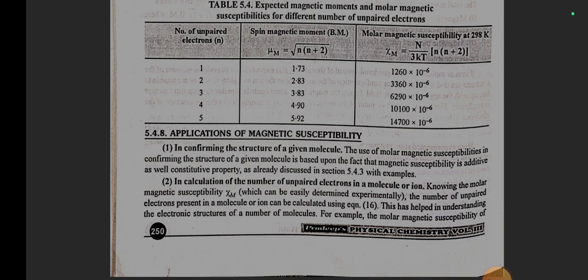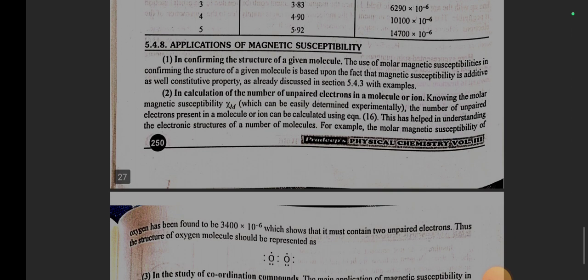Applications of magnetic susceptibility. Number 1. In confirming the structure of a given molecule. The use of molar magnetic susceptibilities in confirming the structure of a given molecule is based upon the fact that the magnetic susceptibility is an additive as well as a constitutive property, as already discussed.